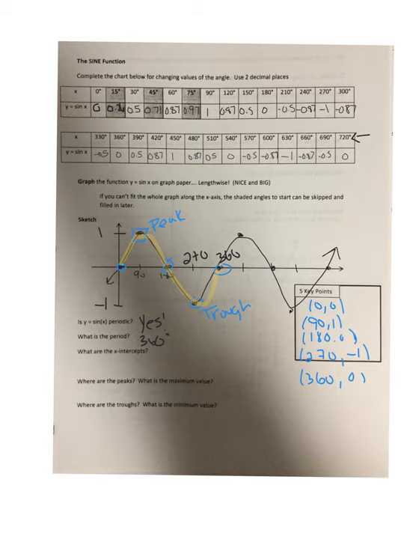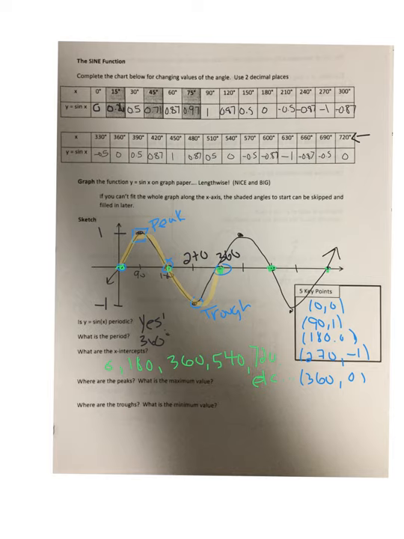What are the x-intercepts? Where does this graph cross the x-axis? The first one is going to be at 0. And then I've got another one here at 180, and then another one here at 360. You can see I'm just adding 180 every single time. So here's the next one at 540. Here's the next one at 720, and so on. So just keep adding those 180s.